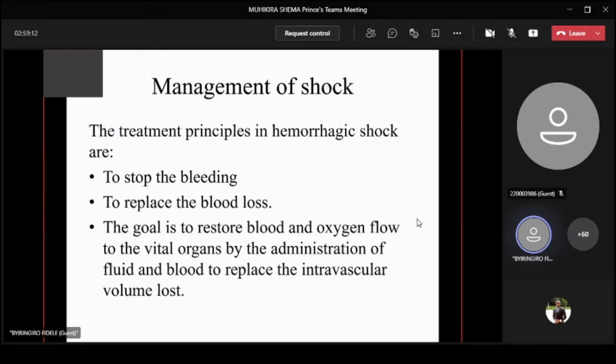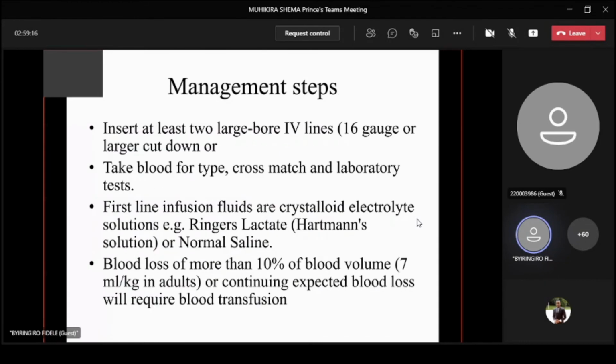So the steps, you put a large bore IV line, you take blood for cross-match and laboratory tests. Your first line infusion fluids are crystalloids. And blood loss of more than 10% of blood volume should be prompting blood loss, which will require blood transfusion.